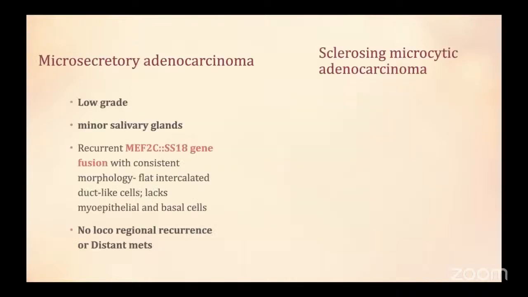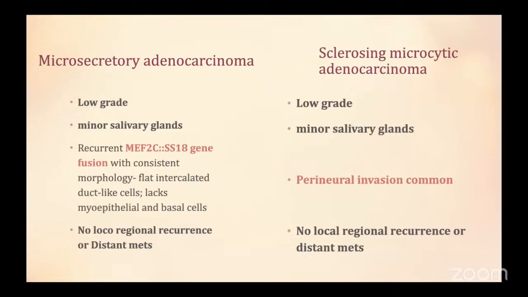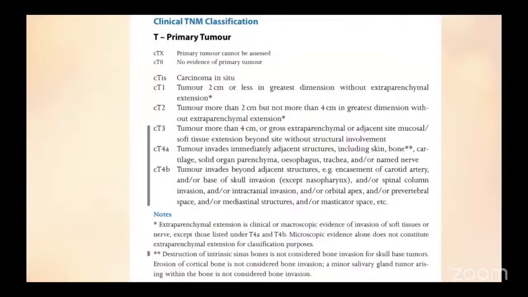So the new entities which I was talking of are majorly in the minor salivary gland. Only one thing I want to discuss: microsecretory adenocarcinoma is a new entity because it has a specific gene fusion. And sclerosing microcystic adenocarcinoma is important to know because it has perineural invasion. So very few tumors have perineural invasion. That is why we can just know about it.